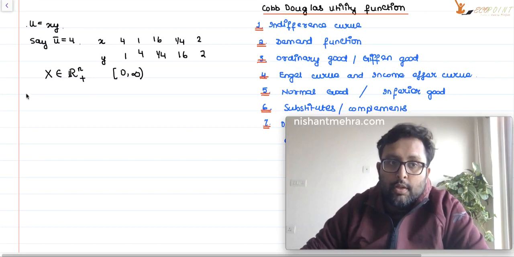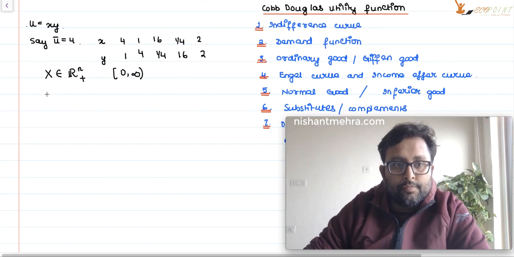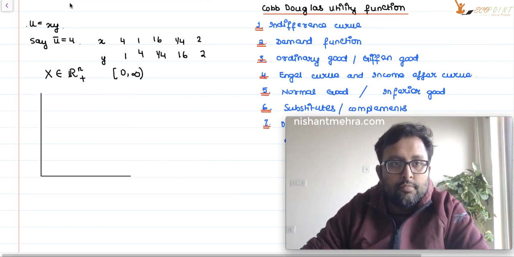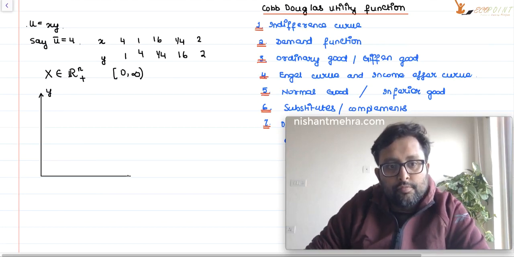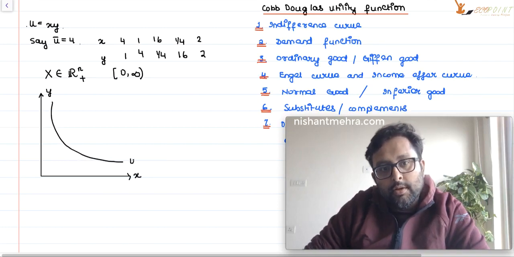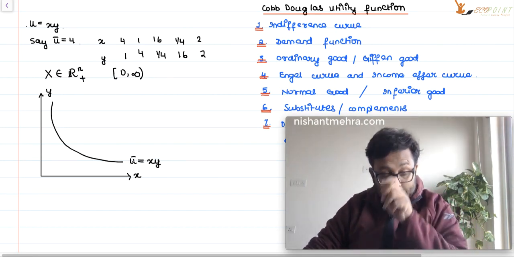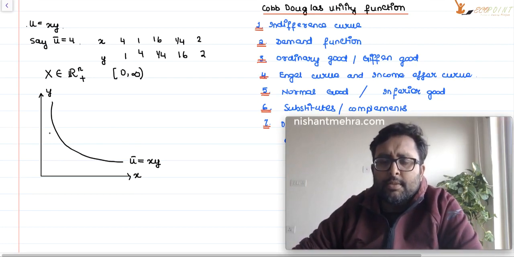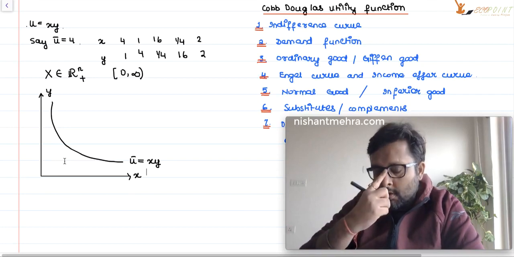So what do you do? How do you derive the indifference curve for this? You pick up all these points, and you will have a function like this: u bar equals xy. This is 4 equals xy. You can just plug in these points and you'll have all this.